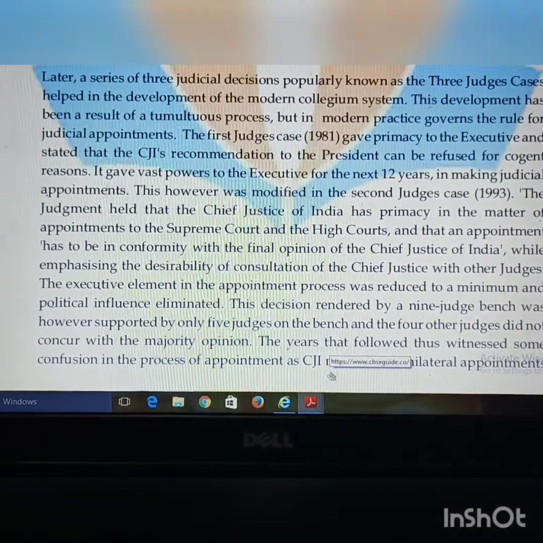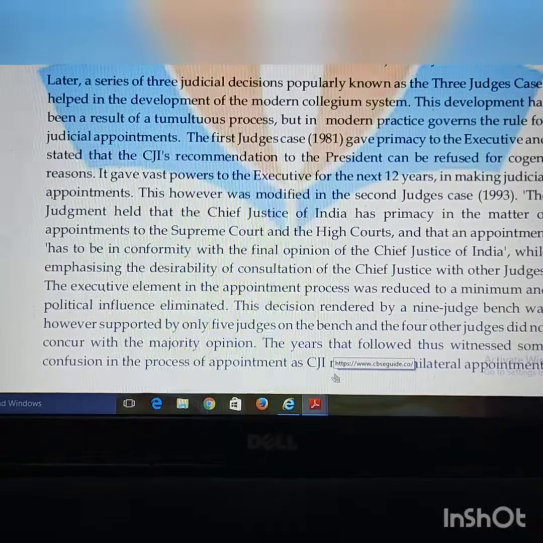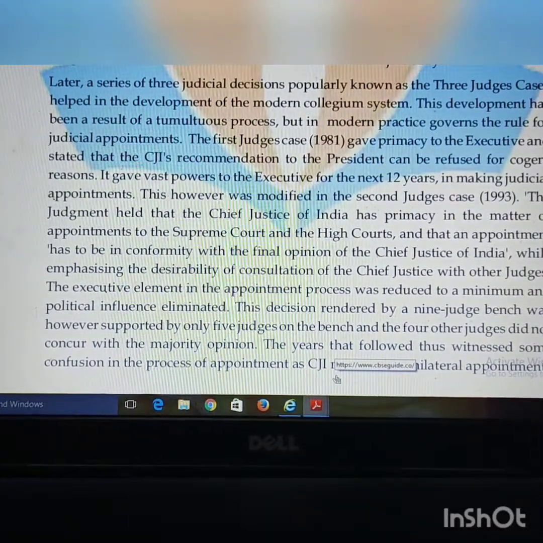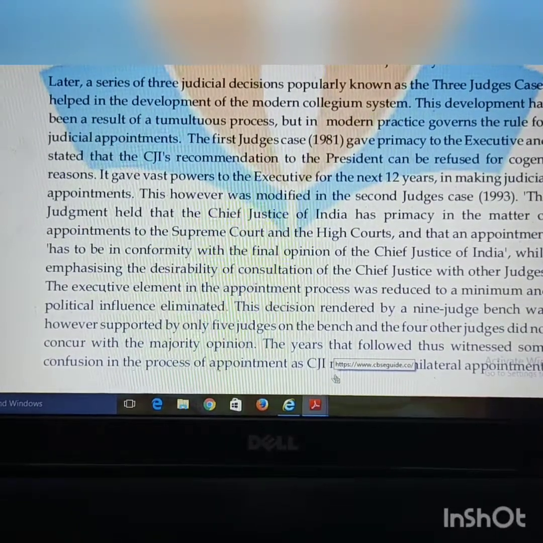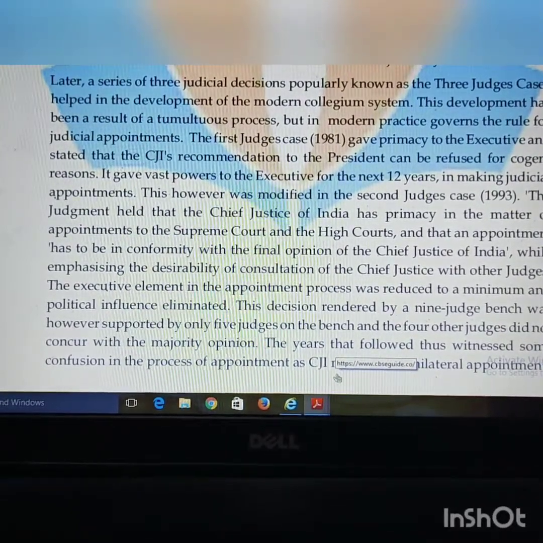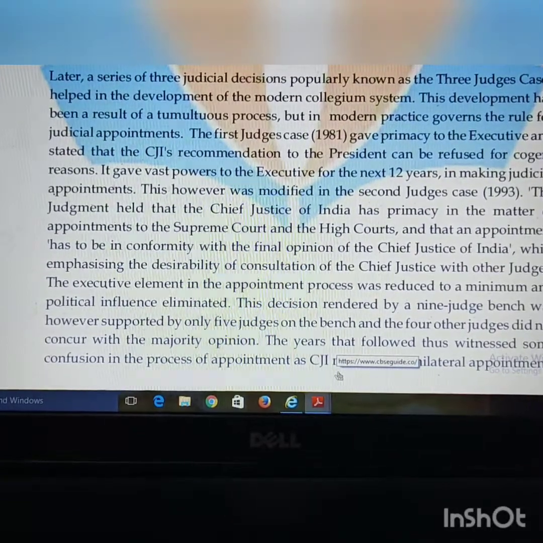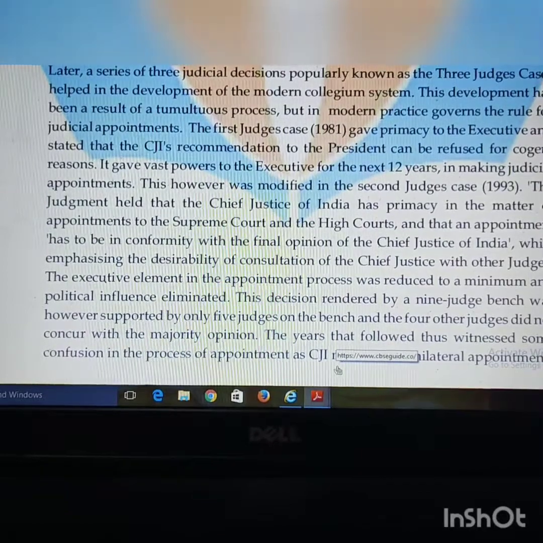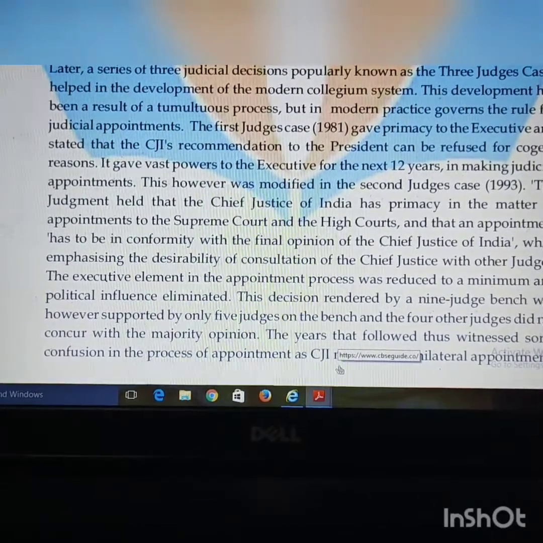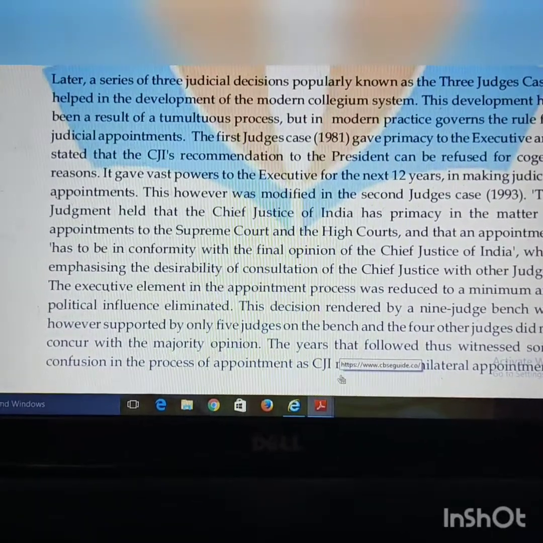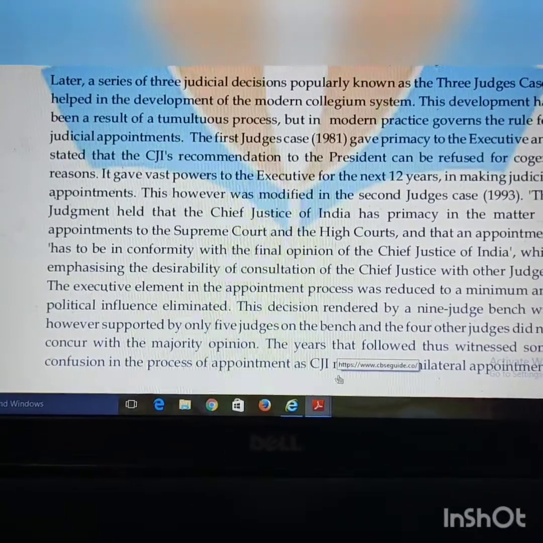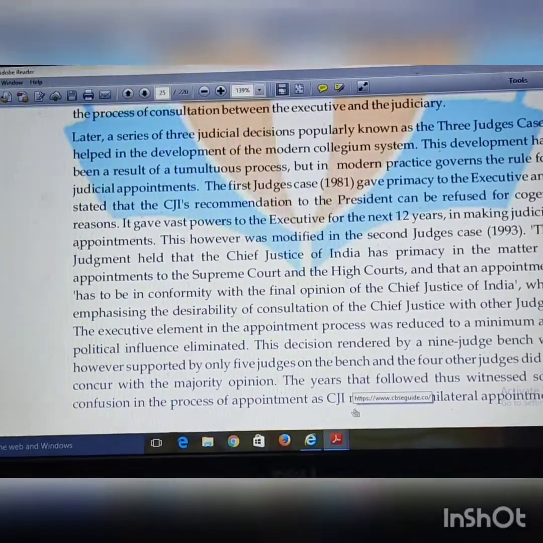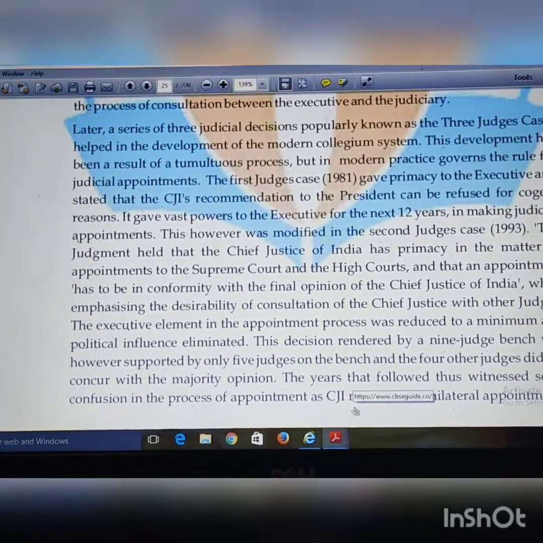That means the second judges case was of 1993, and the first judges case was of 1981. In that particular case, the verdict was that the CJI would have the supreme power to appoint the Supreme Court or High Court judges, and the final appointment would be done on the consultation of the Chief Justice with other judges. Means other judges would also be consulted, and of course the final decision would be of the CJI.